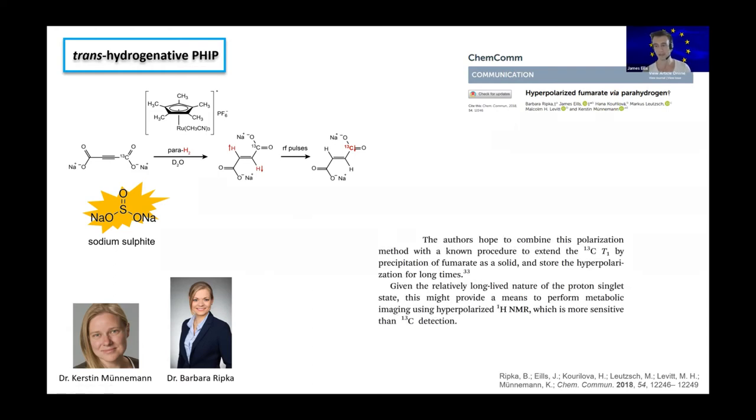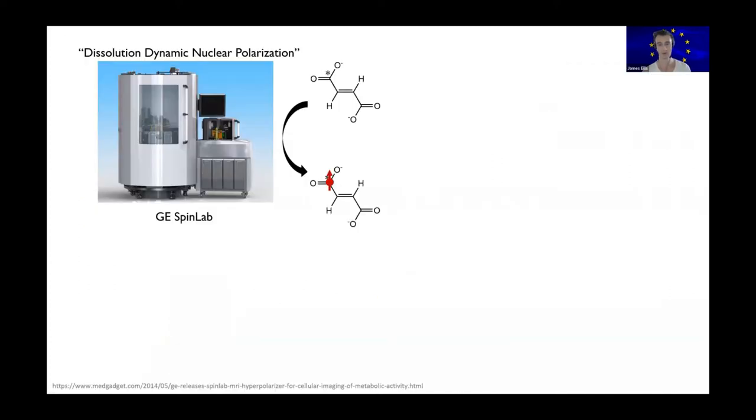And so even back then, we put this in our paper discussion. We said we hope to combine this polarization method with procedures to extend carbon 13 T1 by precipitation of fumarate. So even back then, the hope was to combine these two things together. So why fumarate though? Why is there interest in this molecule?